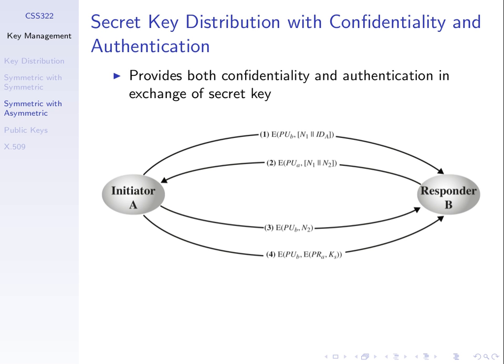Because for this to be successful, we must complete all four messages. If something goes wrong along the way, then A and B will give up. They will not communicate using the session key. They will report an error or try again.